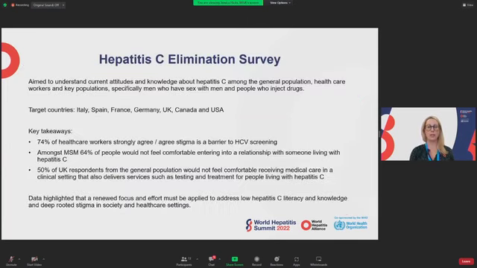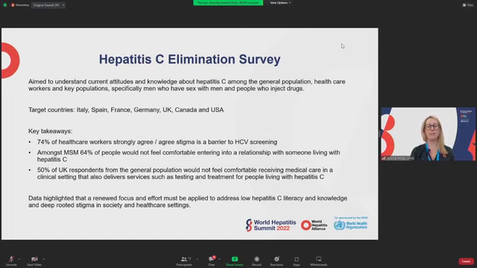We undertook a hepatitis C elimination survey in partnership with IAPAC, the International Association of Providers of AIDS Care, and Gilead. The survey aimed to understand current attitudes and knowledge about hepatitis C among the general population, healthcare workers, and two key populations: men who have sex with men and people who inject drugs. We conducted the survey in Italy, Spain, France, Germany, the UK, Canada, and the USA. We are still getting in survey results, specifically for the survey that went to people who inject drugs, but I wanted to share some very top-line key takeaways with you.